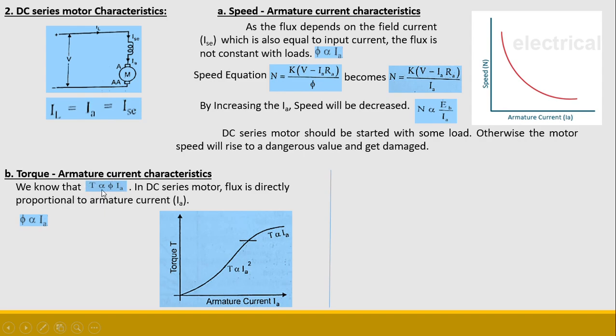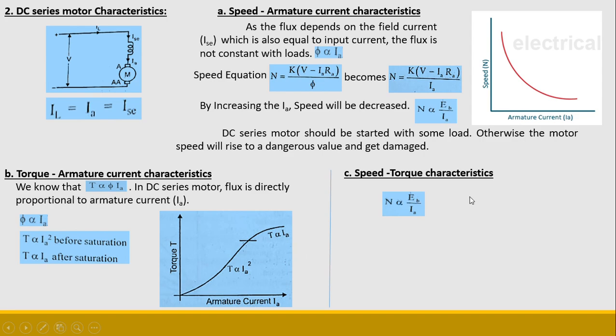In this relationship, that is T is proportional to phi Ia, phi is replaced with the help of Ia because phi is proportional to Ia. So we can write T is proportional to Ia square, because T is proportional to Ia into Ia, which gives Ia square. Up to saturation, you can get the line T proportional to Ia square. After saturation, the graph changes into a straight line because T is proportional to Ia.